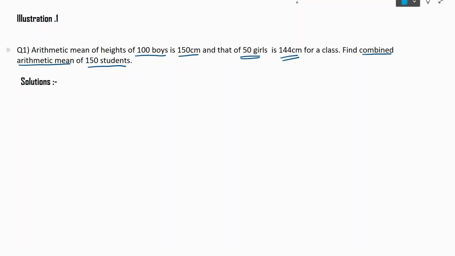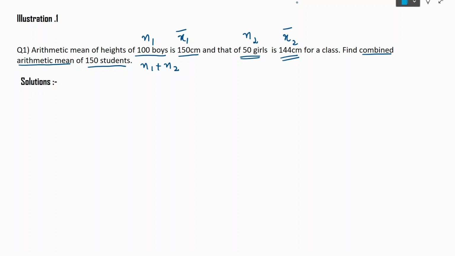Now, what is N1 here? N1 means you can consider boys or girls, depending upon how you are taking. If I am taking N1 for boys, then automatically 150 is x1 bar, and 50 we are taking as N2, and this is for x2 bar. And 150 is your N1 plus N2.